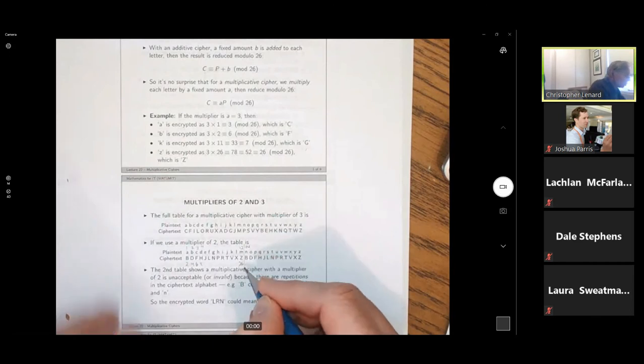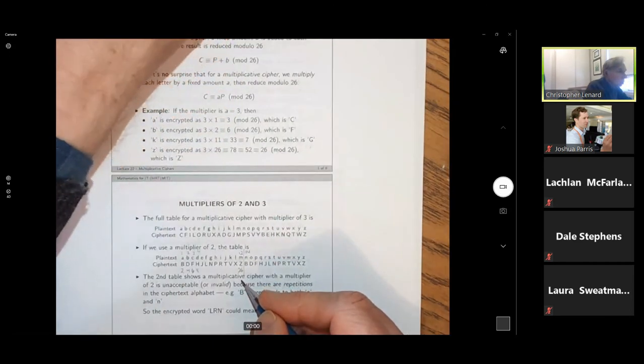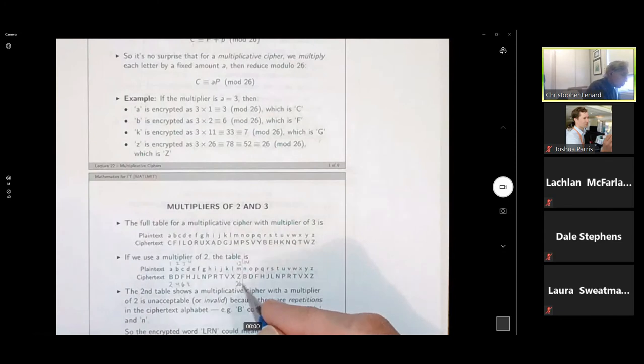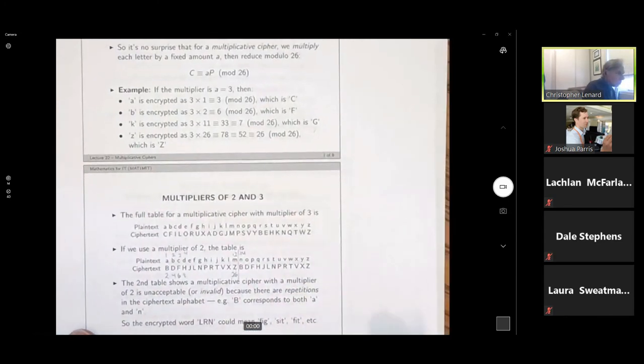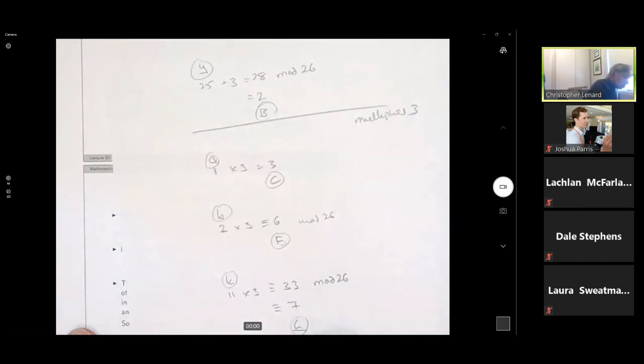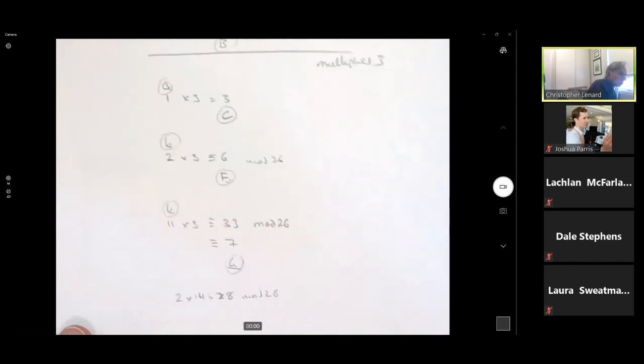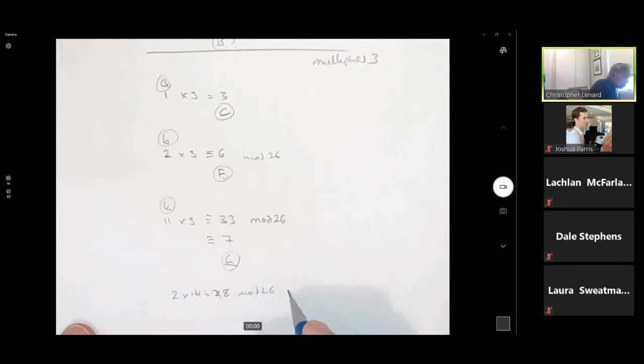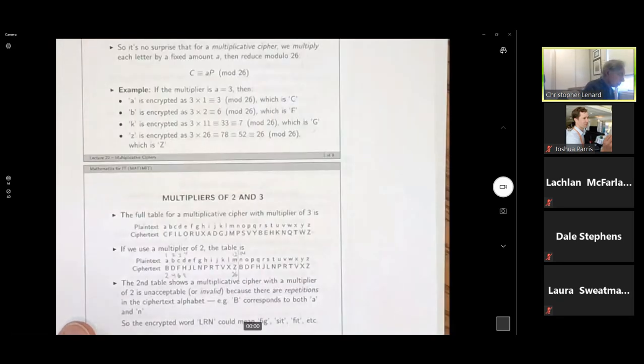So what's the 28th letter of the alphabet? Well, there isn't one, but 2 times 14 is 28, but we're reducing it mod 26. So what do we end up with? 28 minus 26 is 2. What's the second character of the alphabet? B.